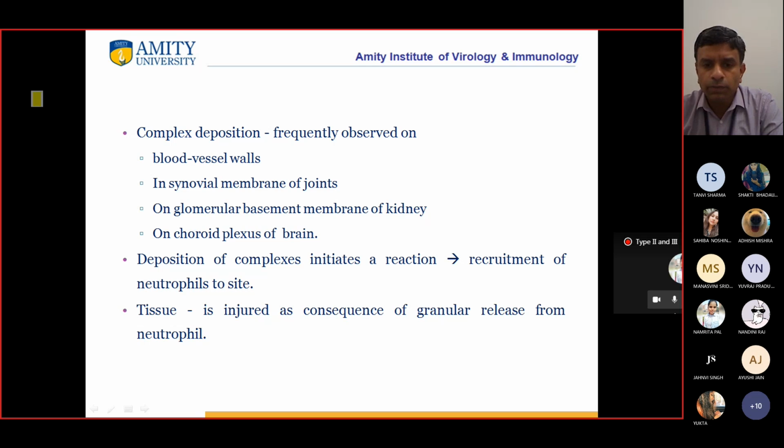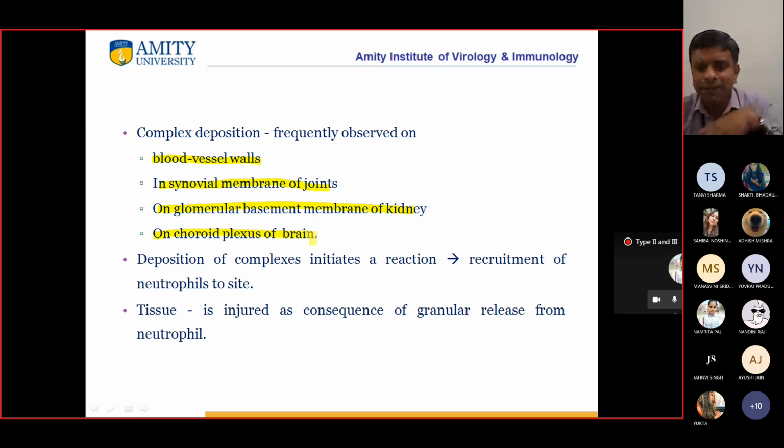Now, as I said, these immune complexes can go and bind at any particular point, okay? But basically they are frequently observed on the blood vessel wall, right? They can get deposited in the synovial membrane of joints, okay? They can get deposited on the glomerular basement membrane of kidneys, or they can get deposited on the choroid plexus of the brain, right?